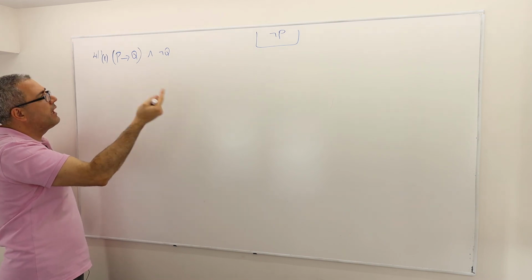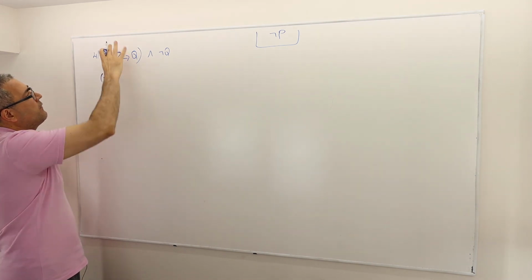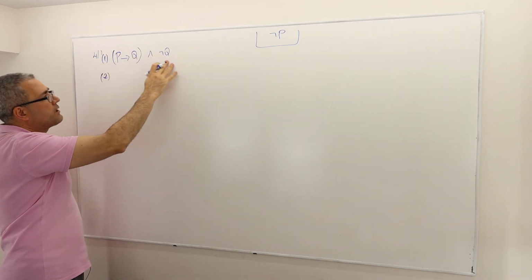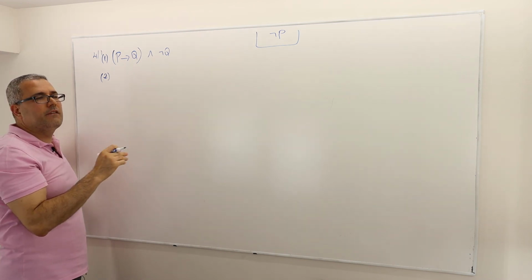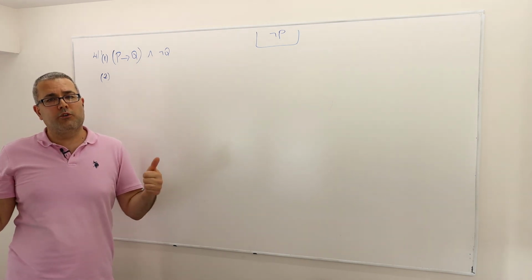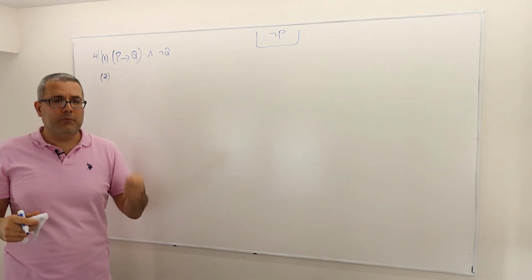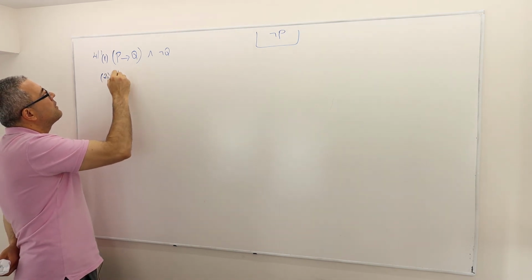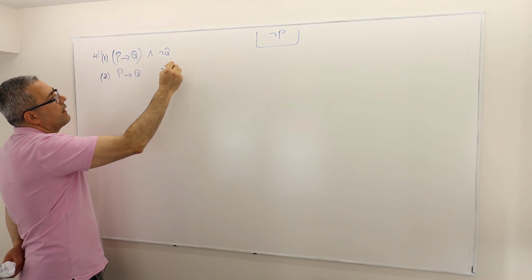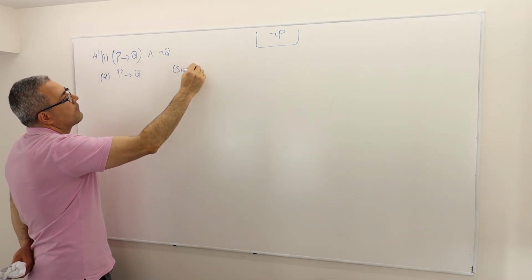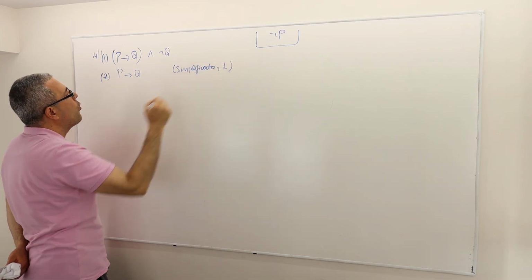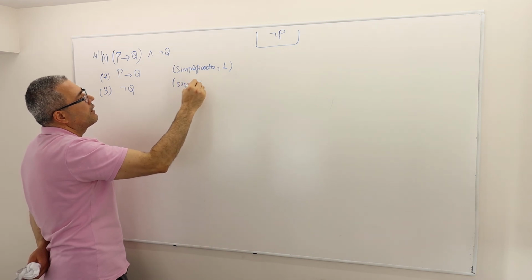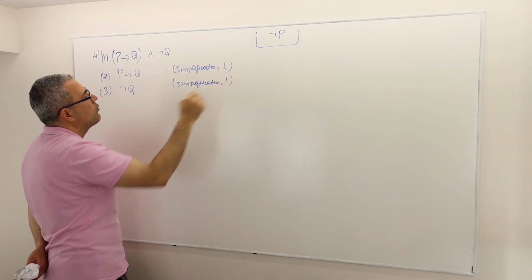So by the simplification rule, I know that if this statement is true, both parts must be true. That's the idea. If x and y is a true argument, then x must be true and y must be true. That's the simplification rule. So I have P implies Q thanks to the simplification of the argument in line 1. And I also have not Q, again thanks to simplification of the argument in line 1.